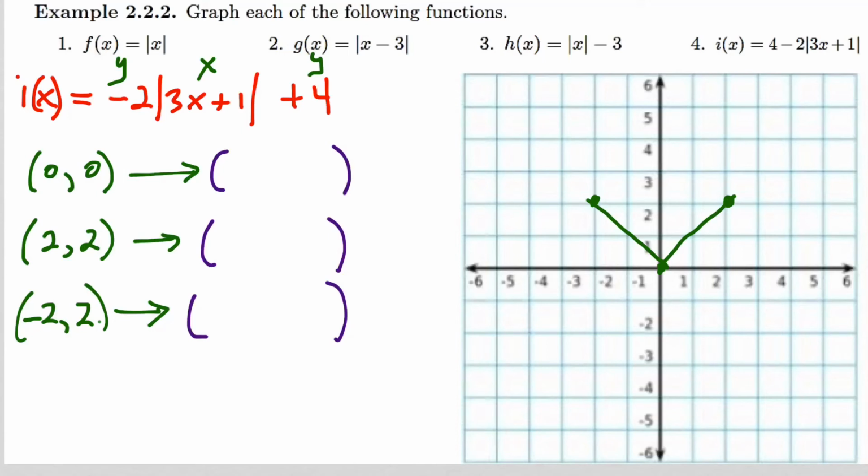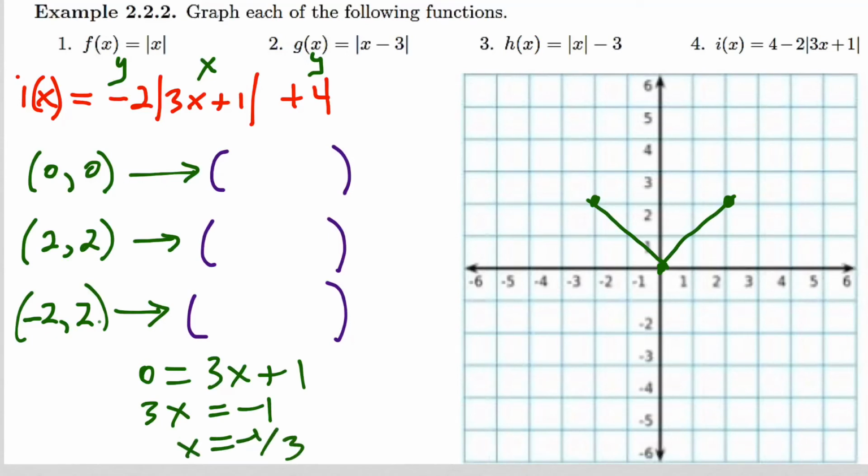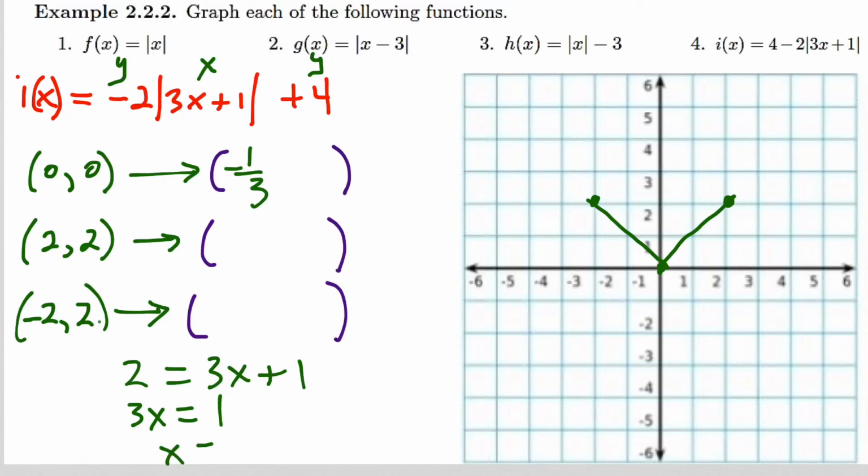So for the x's, we're going to say the x coordinate of the point I'm translating is equal to 3x plus 1. So 0 is equal to 3x plus 1. So that means 3x is equal to negative 1, or x is equal to negative 1/3. All right, and then we'll change it to the x coordinate of the second point, which is 2. So that means 3x is equal to 1, or x is equal to 1/3.